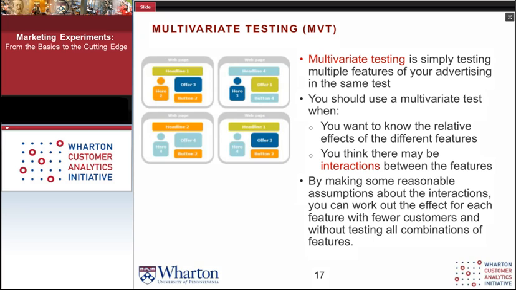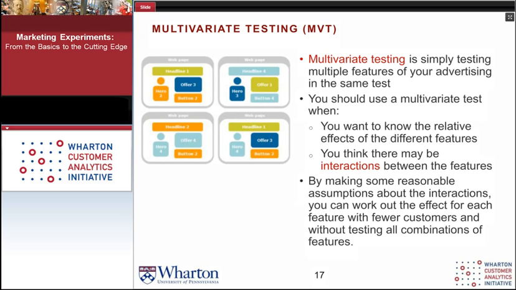So you should use a multivariate test when you have all these different features and you want to know their relative effects. You want to know, should I be spending money on the picture? Should I be hiring better writers to write the headline? It's also useful when you think there might be interactions between the features. So this gets to the question that was asked earlier about the extensibility of an A/B test.